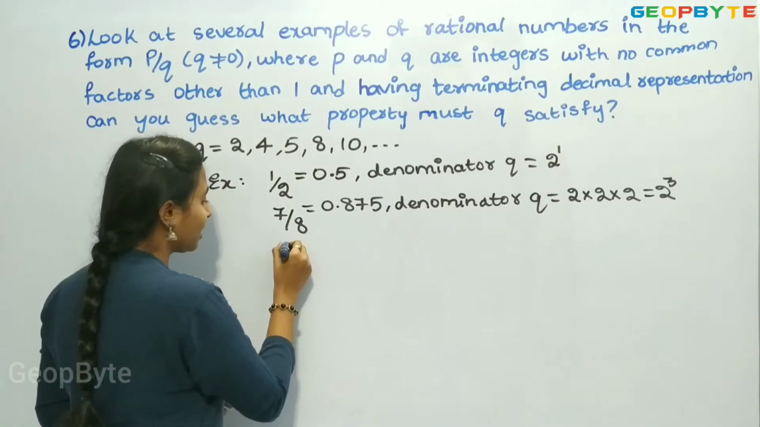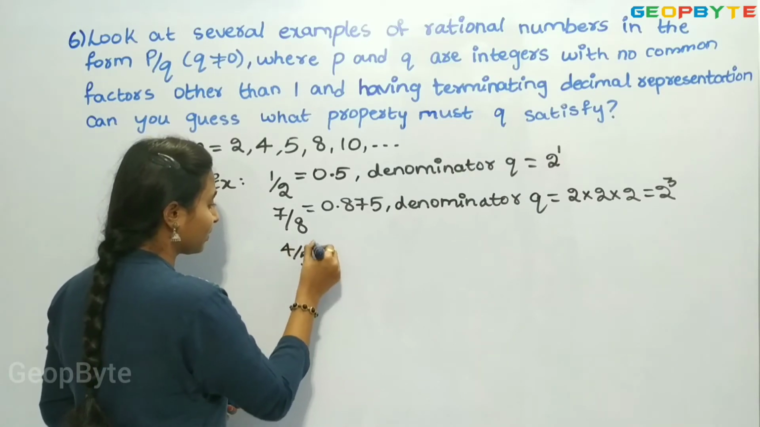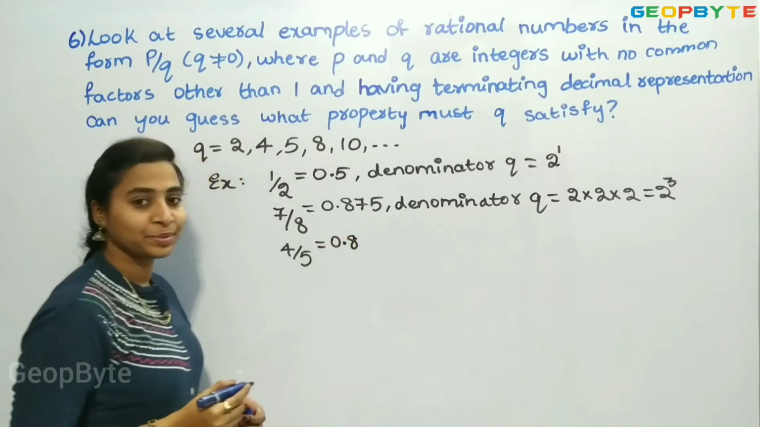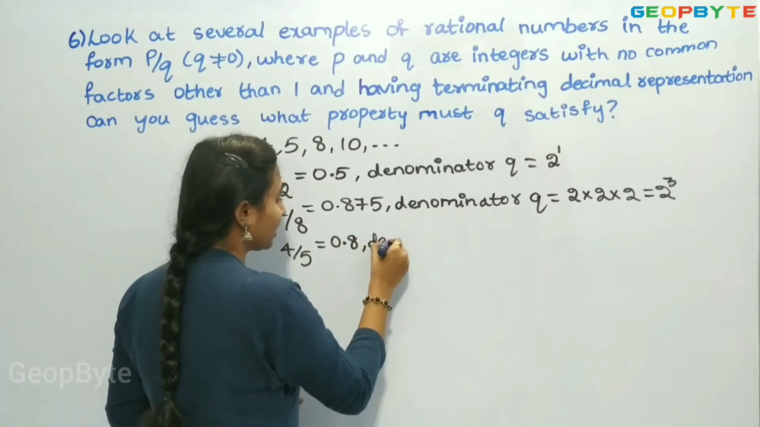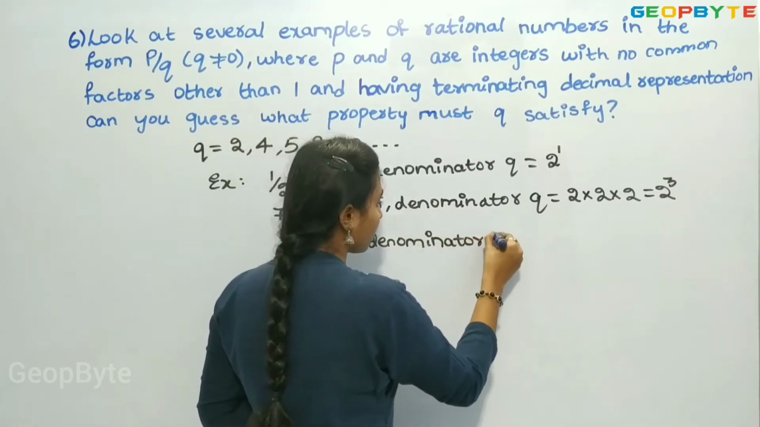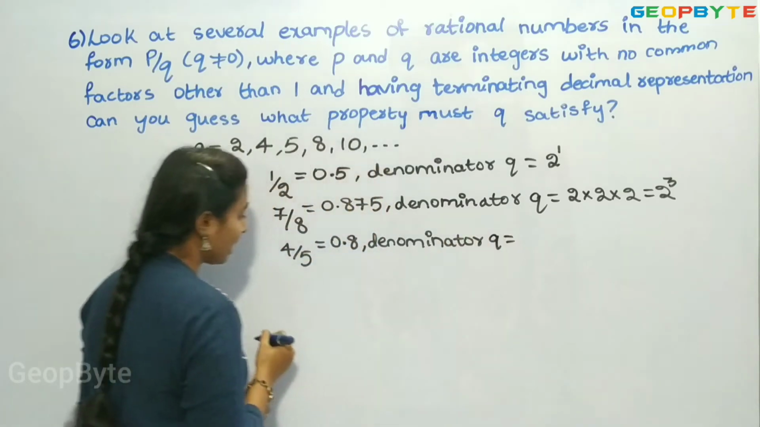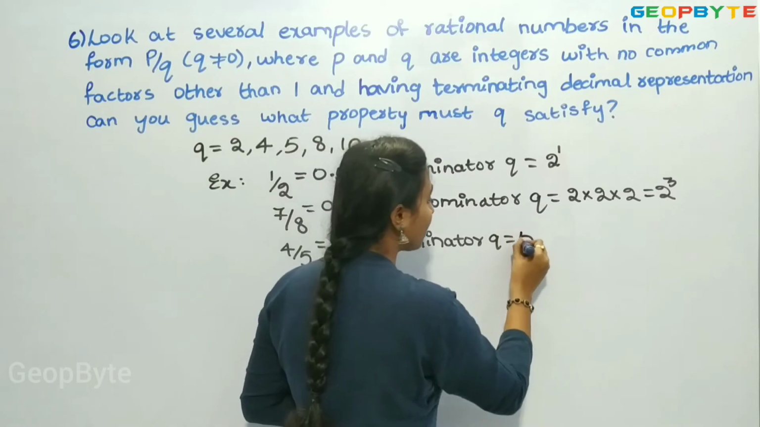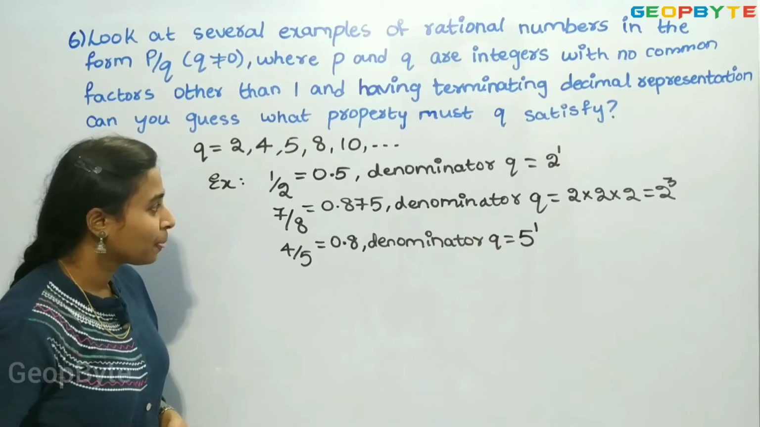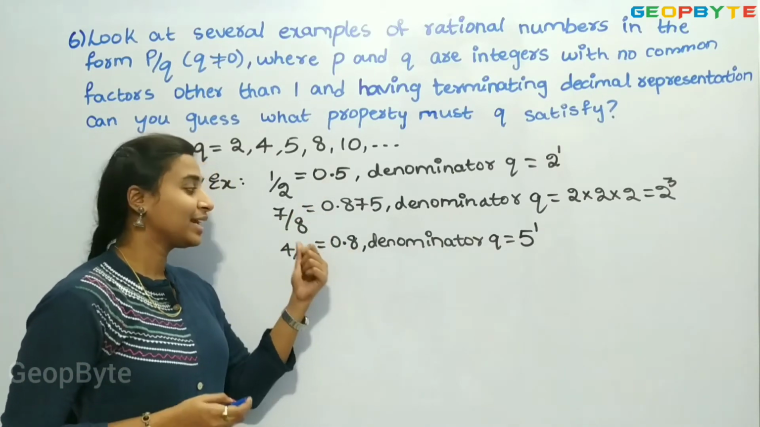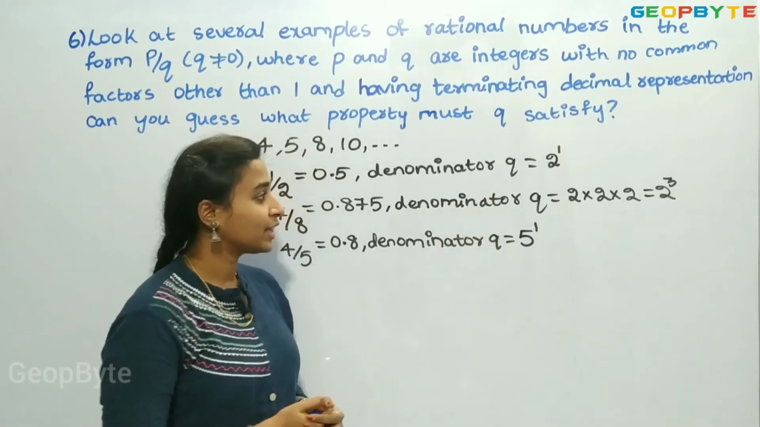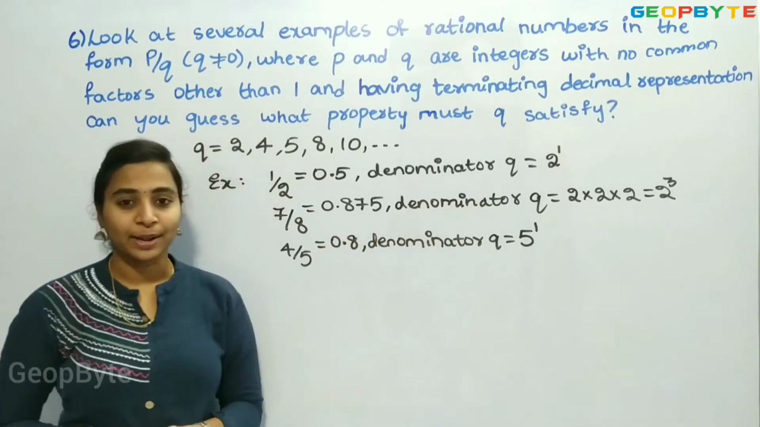Now let us take 4 by 5. It is nothing but 0.8. Now the denominator q is only 5, so 5 power 1, since we have only one 5. Now if you see, here we all got terminating decimal expansions. And if you observe the denominators, we got powers of 2 and 5.